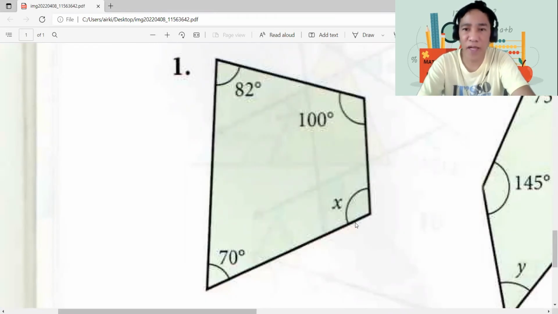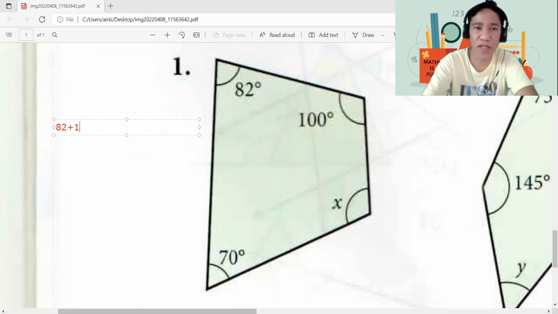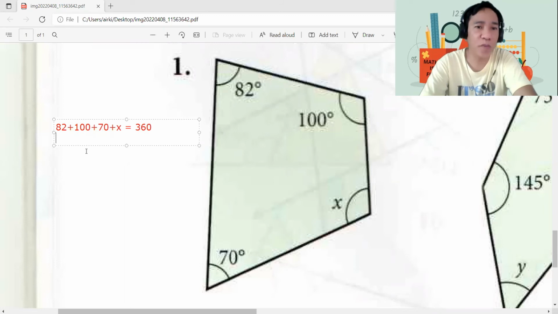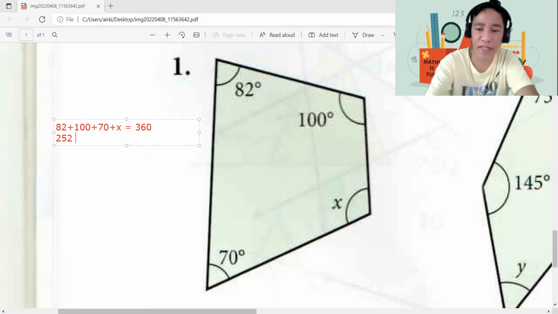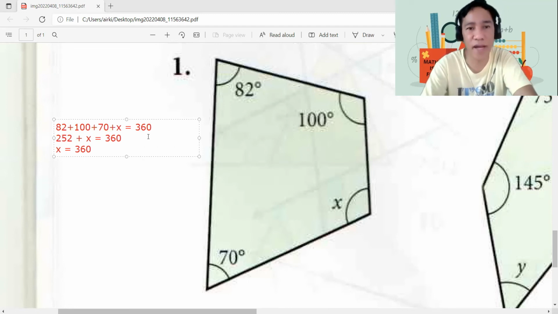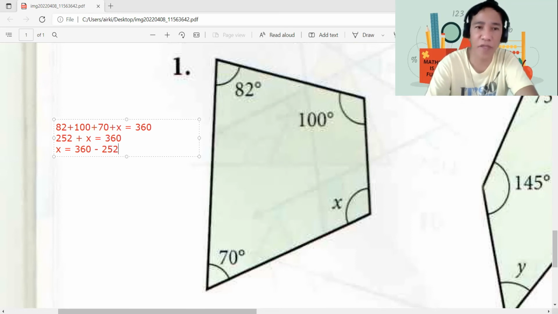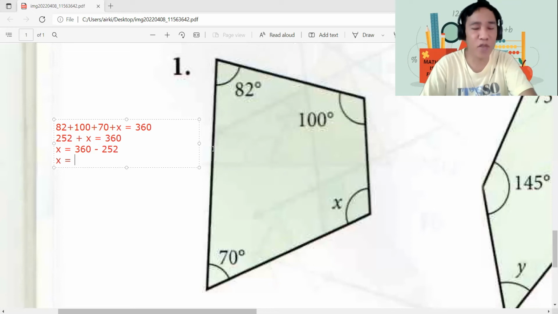Let's get more examples. Our target is to find the value of x here. This is a quadrilateral because it has 4 sides. This one is 82 degrees, this one is 100, this one is x, this one is 70. So all you have to do is 82 plus 100 plus 70 plus x is equal to 360 degrees. So 82 plus 100 is 182, plus 70 is 252, plus x, that is equal to 360. Then you move 252 to the right, so you have to change the sign. X is equal to 360 minus 252. The value of x here is 108 degrees.